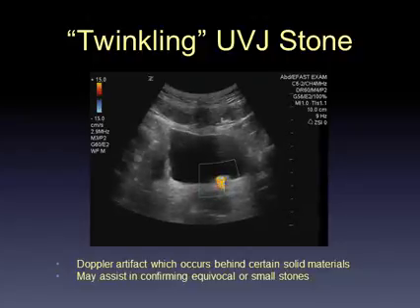But we do see some distortion, so we put the color flow on and we can see the twinkling. This can be helpful in those situations, or where there's a smaller stone that might not show up so readily on the scan.